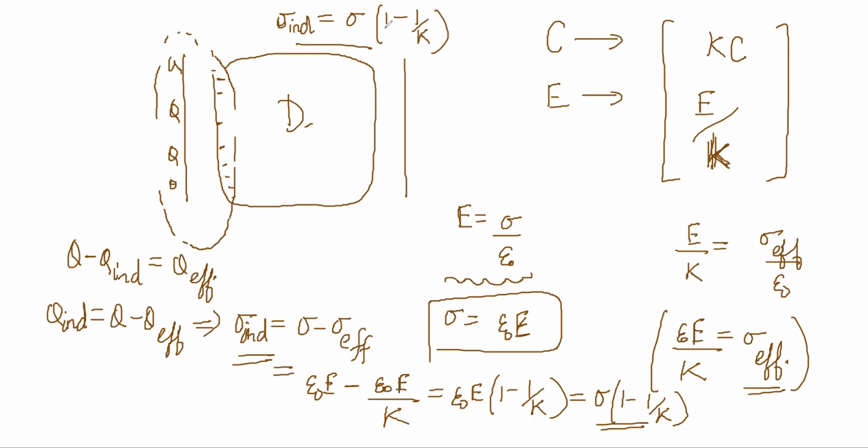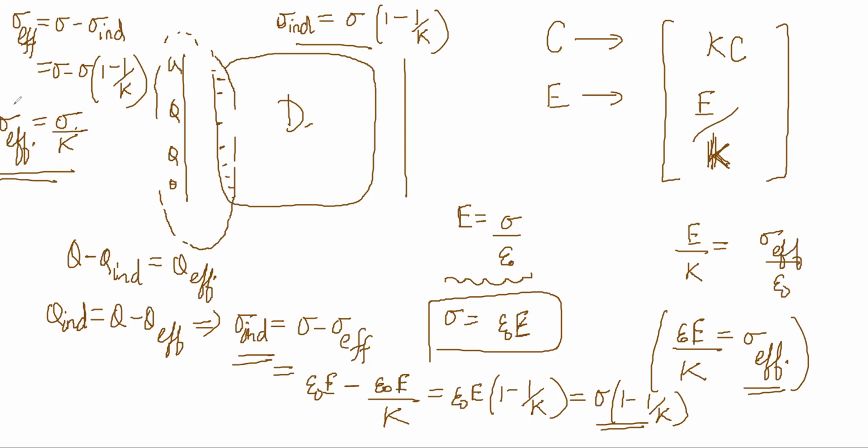and that means that effectively only a 1 minus 1 by K portion is neutralized. When you subtract, sigma effective is equal to sigma minus sigma induced, which is equal to sigma minus sigma times 1 minus 1 by K. So that becomes sigma by K.